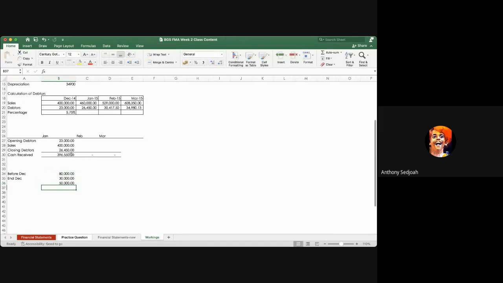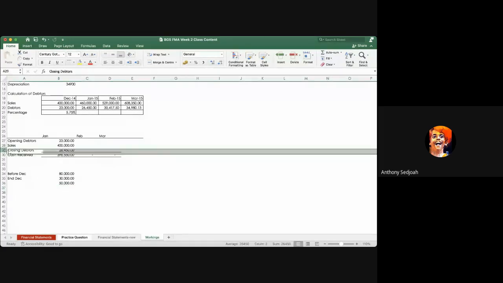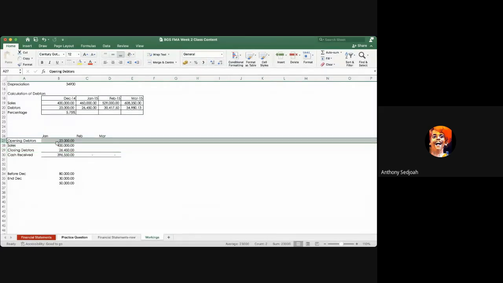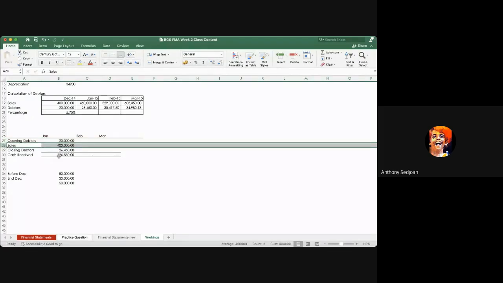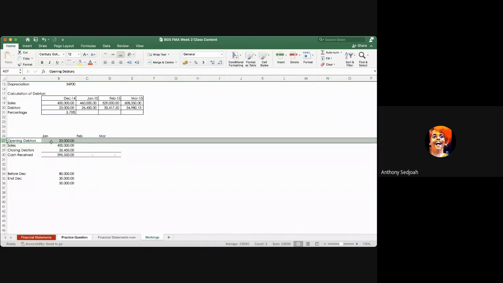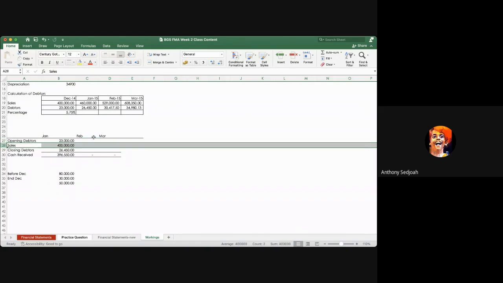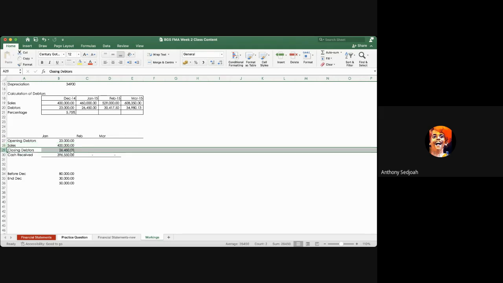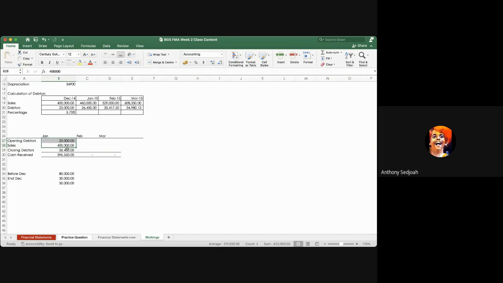So that's the first part of our formula here. That's why we subtracted the closing debtors. The closing debtors are the people owing us at the end of December, but before, these were the people owing us. But here's the case, sales also comes in. So if at the beginning of the period people were owing us 23,000, and then in that period we sold 400,000, and at the end we have 26,450 now owing us, we'll add the sales to the opening and then subtract the closing. That is going to represent the cash that has come in for us within the period.